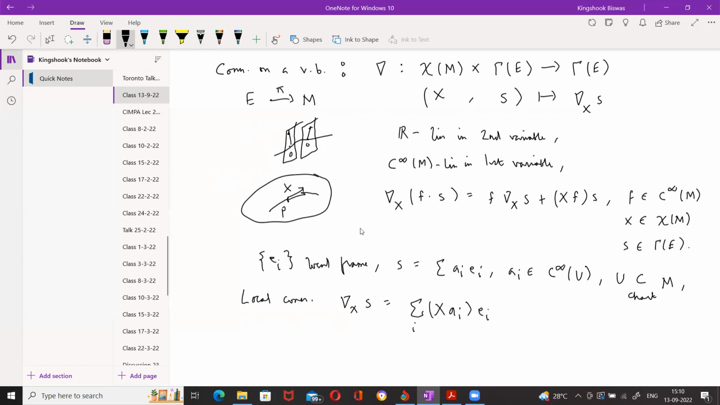So you have a connection on any vector bundle, and the space of connections is what's called an affine space. Well, the sum of connections is not quite a vector space. What happens is the difference of two connections is a tensor, but I don't need to go into that.